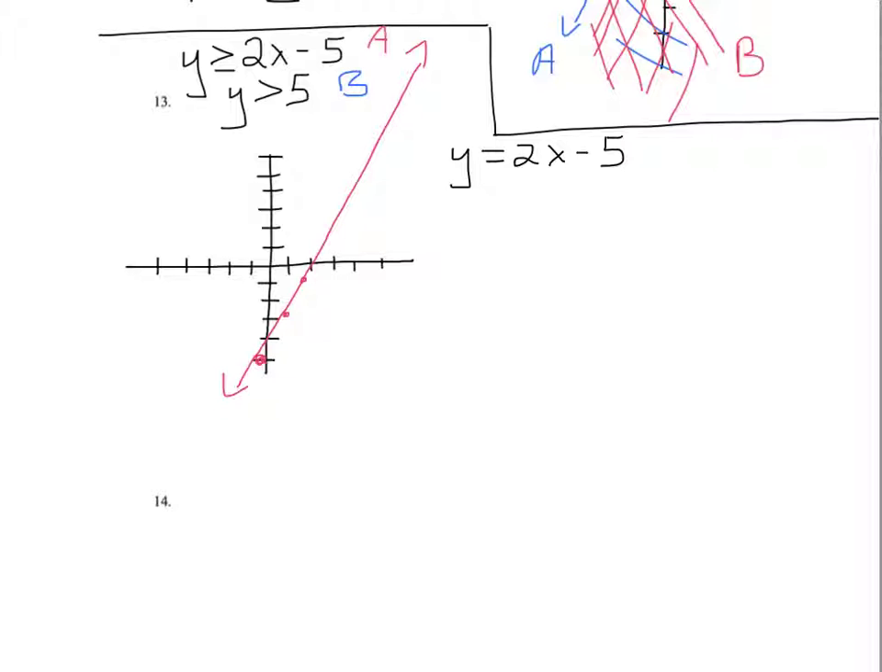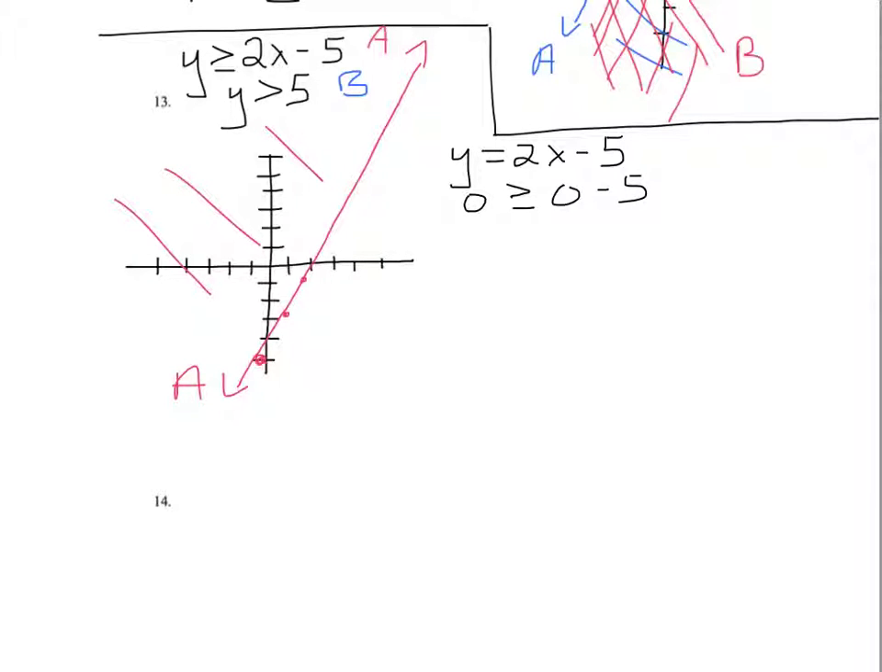This is graph A. It's nice to label them so you can come back later and know which line you're talking about. And then go ahead and plug in a 0, 0. So I have 0 is greater than or equal to 0 minus 5. Is 0 greater than negative 5? Yes, it is. So we're going to be on this side.